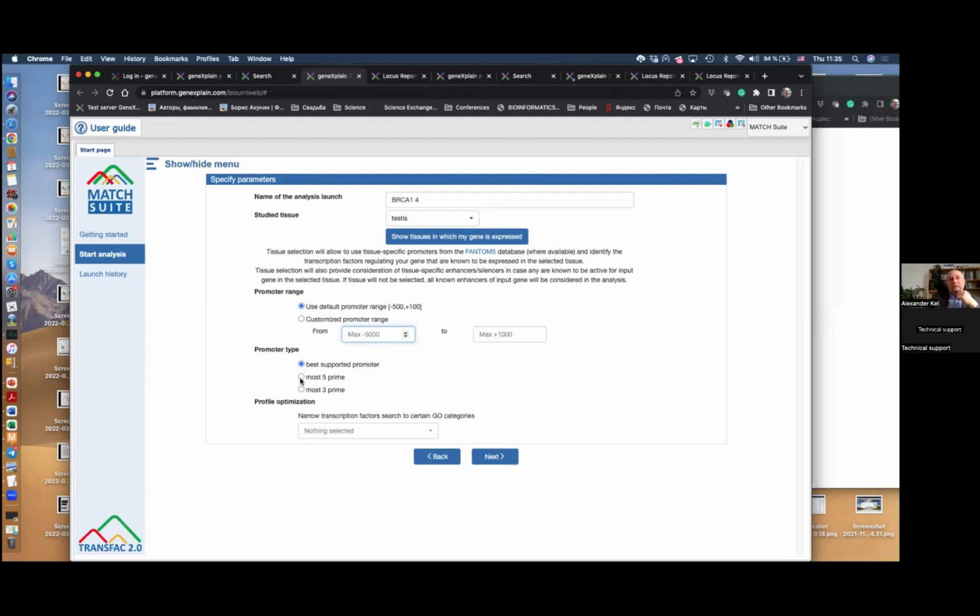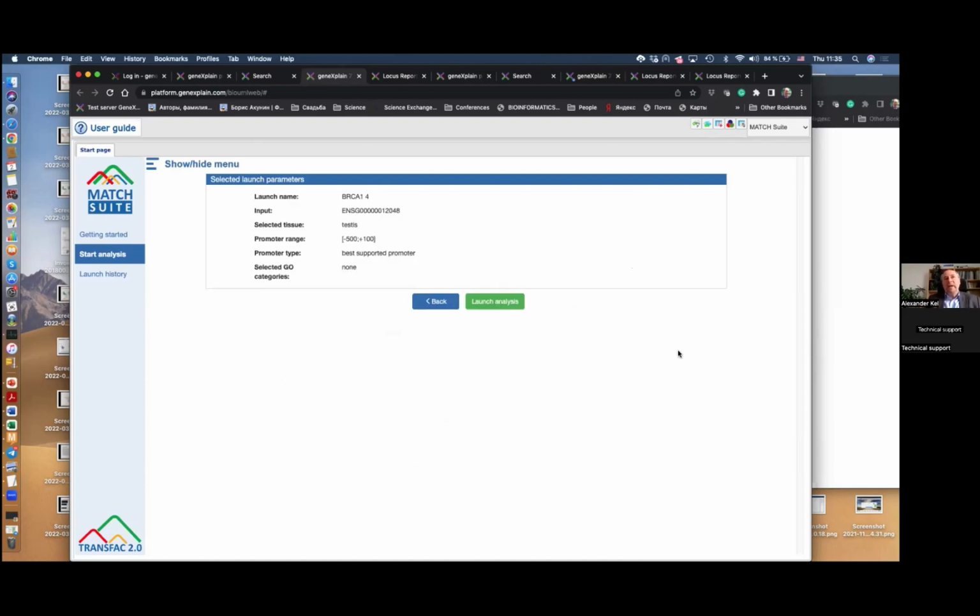Or we can choose, for instance, the most 5 prime, which means we are interested in the promoter which is most left, most upstream. That sometimes makes a lot of sense. But we choose best supported, then we click next, and now the analysis is ready to start, and we launch the analysis.